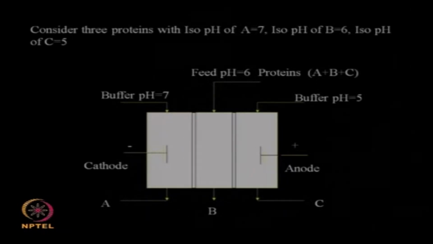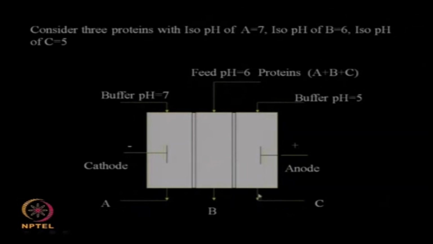So if I apply a large voltage, protein A and C will be moving, agreed, whereas protein B will not be moving. So imagine I have a 3 chamber, and I am feeding the mixture of protein at a pH of 6. B will not move, B will just travel down. So I will get a stream very concentrated in B.